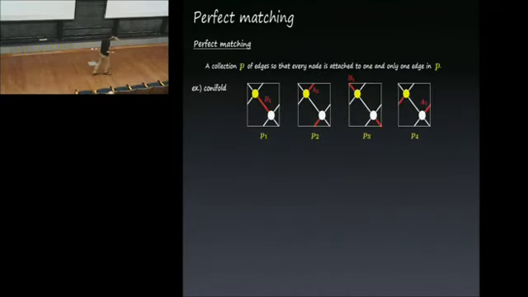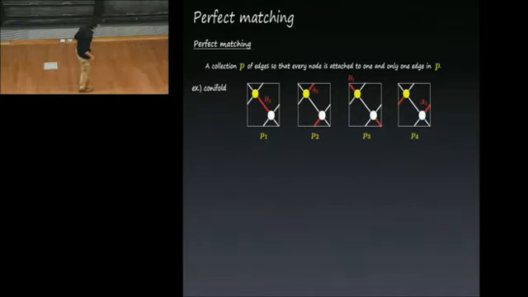And what is a perfect matching? A perfect matching is a collection of dimer edges so that every dimer node is attached to one and only one edge included in the perfect matching. So in this conifold case, we have 4 such perfect matchings. In each picture, this red edge is attached to yellow and white nodes, and every dimer node is attached to one and only one red edge. So this is a perfect matching.